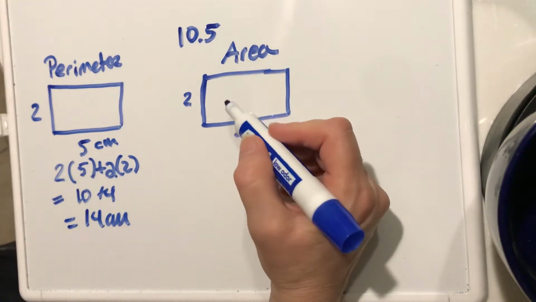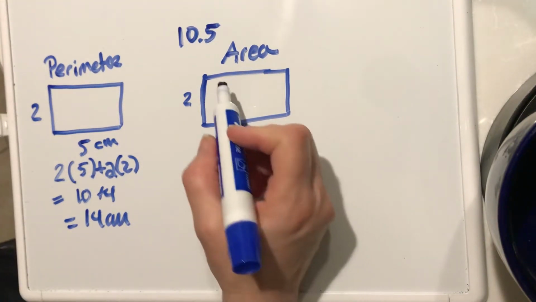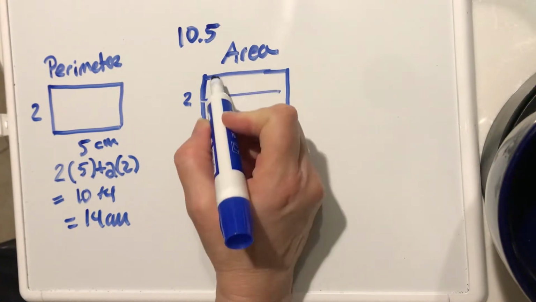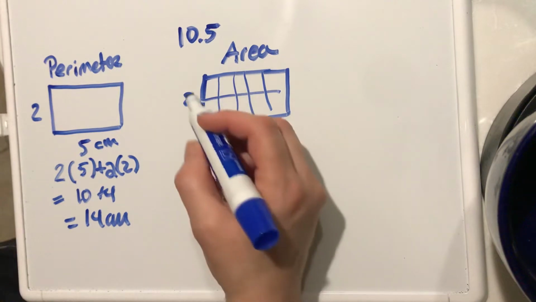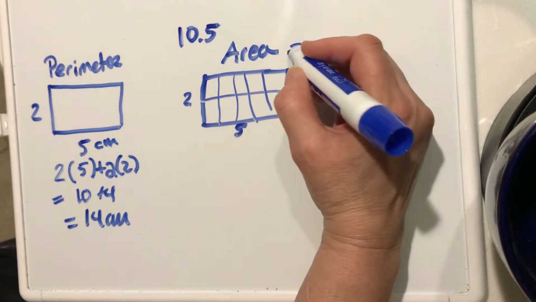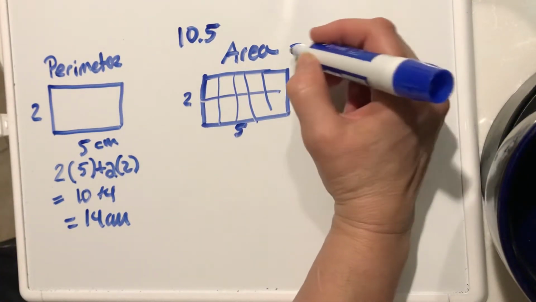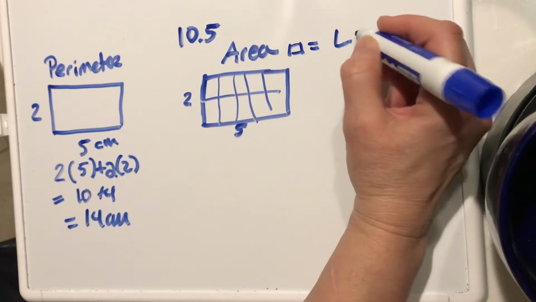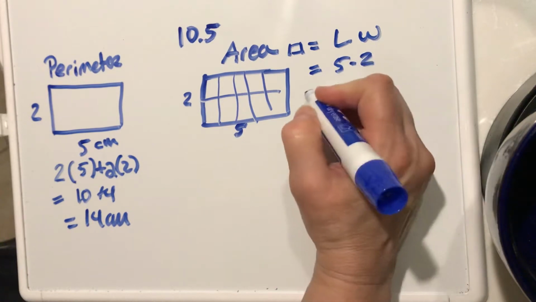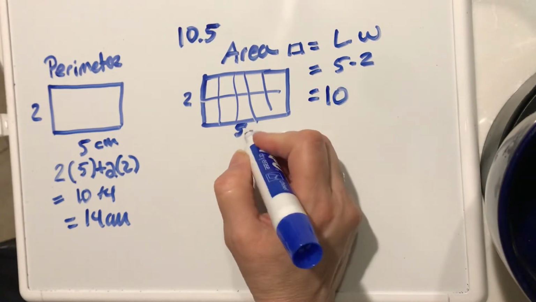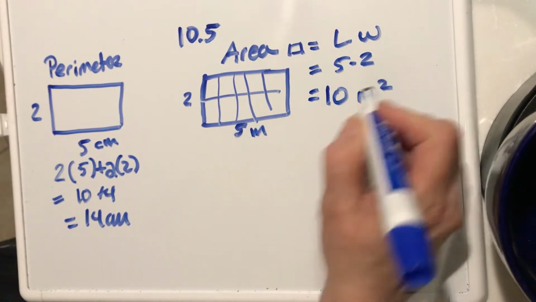Here we have area. Now remember, area is the measure of the inside. We want to know how many squares we have. And instead of actually counting the squares, what we do is multiply length times width. So with the rectangle, the area of a rectangle is length times width, which is 5 times 2, which is 10. If these were meters, meters squared.